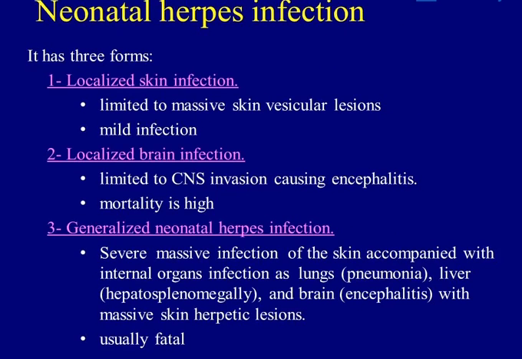Neonatal herpes infection has 3 forms. 1. Localized skin infection, limited to massive skin vesicular lesions. Mild infection. 2. Localized brain infection, limited to CNS invasion causing encephalitis. Mortality is high. 3. Generalized neonatal herpes infection: severe massive infection of the skin accompanied with internal organ infection, such as lungs, pneumonia, liver, hepatosplenomegaly, and brain, encephalitis, with massive skin herpetic lesions. Usually fatal. Neonatal herpes.